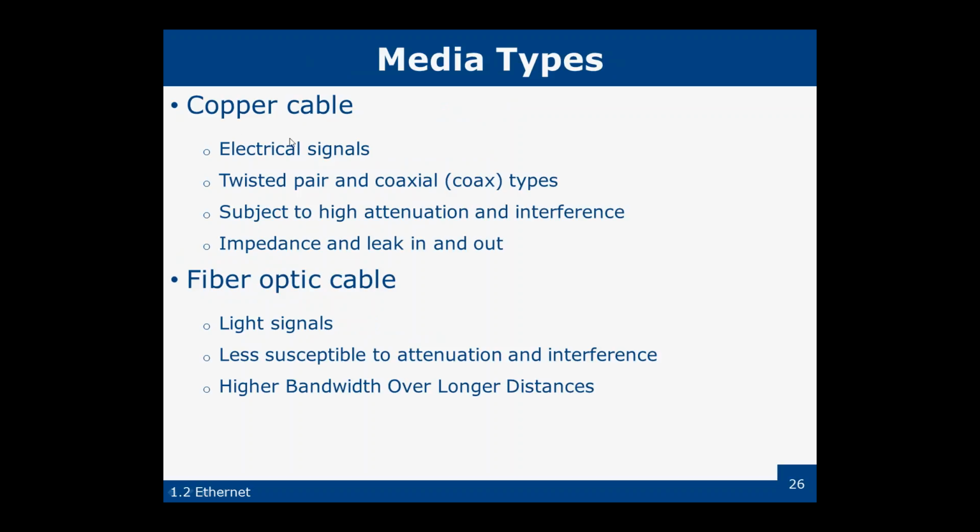Copper cable, electrical signals, we have twisted pair and coax. These are subject to high attenuation and interference just because they're copper. They act a little bit like antennas. They have impedance in them, and they can leak in and leak out. If you're good enough, and I'm not, and you don't have shielded cable, if you're close enough, you can actually receive the network signal off of the cable.